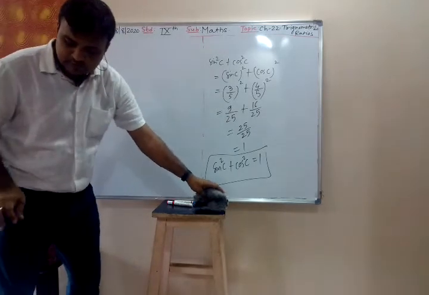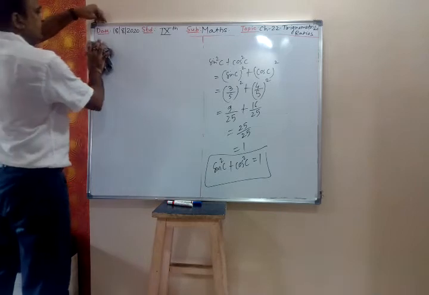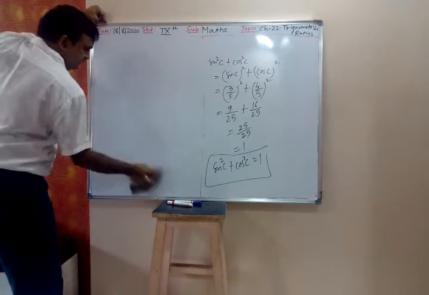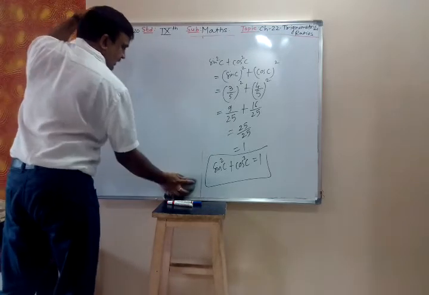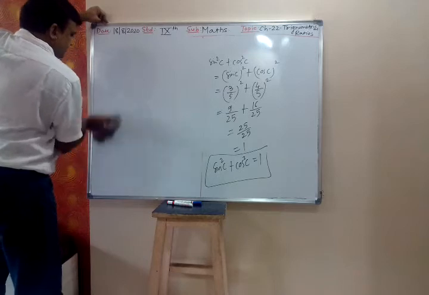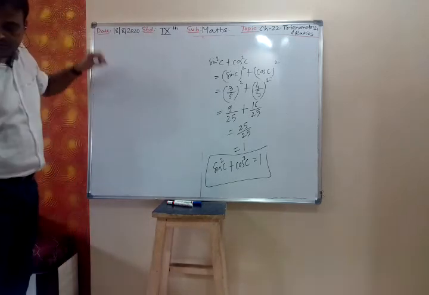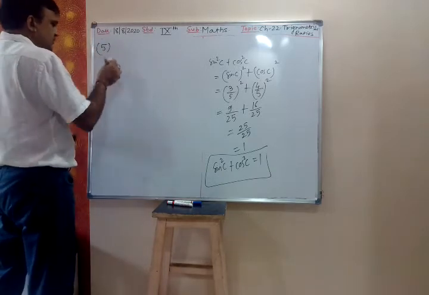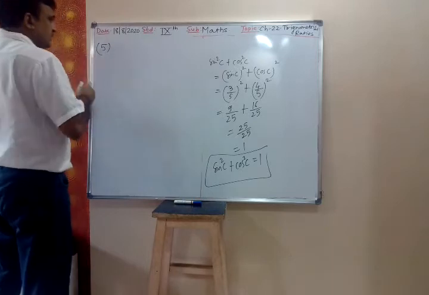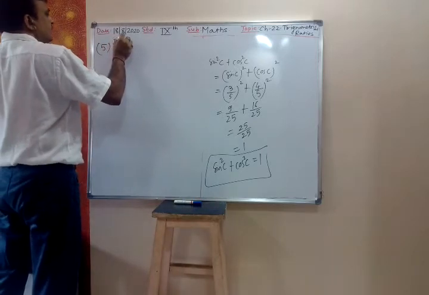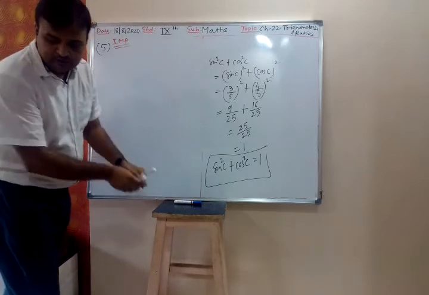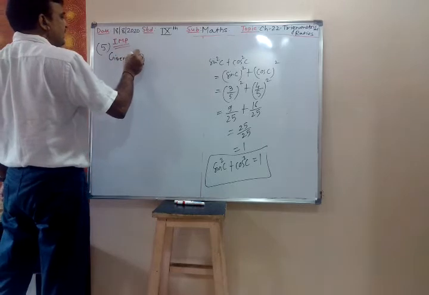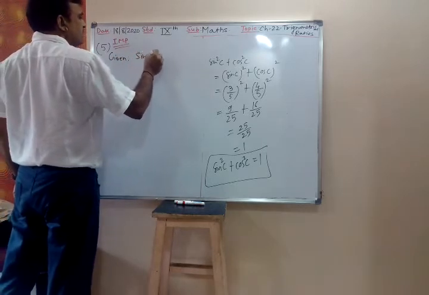Now the fifth one is important because the diagram is not given. Fifth one, you mark it important also. Given sine A is equal to 3 upon 5.